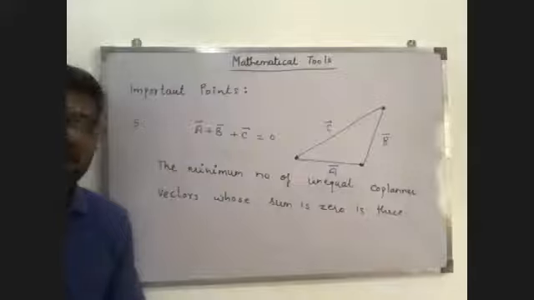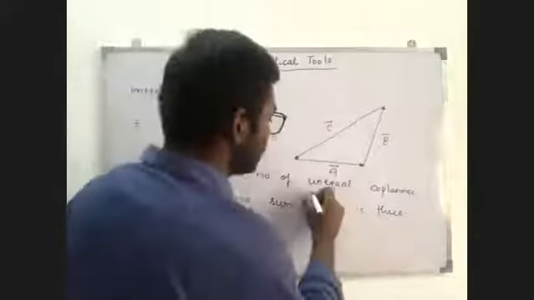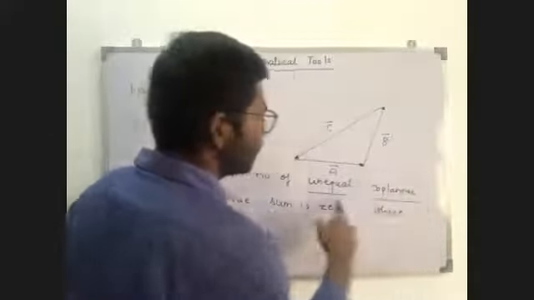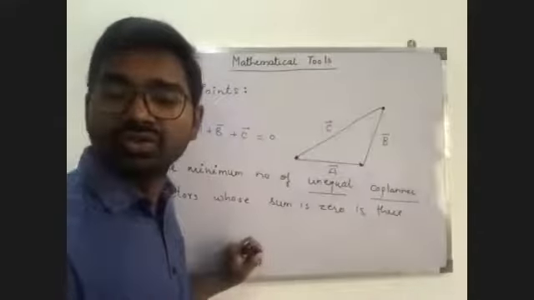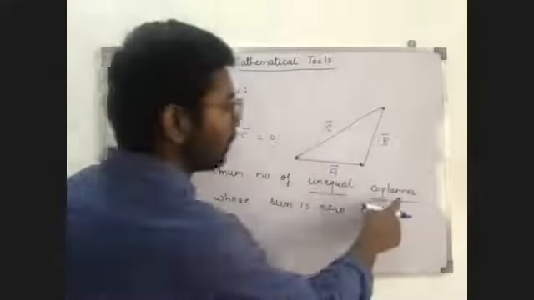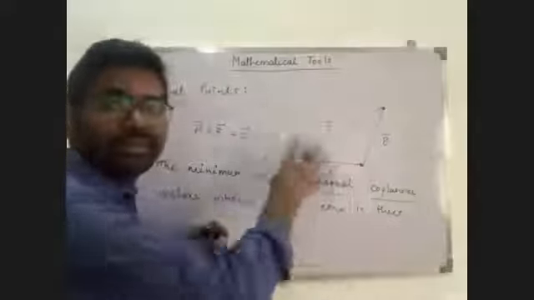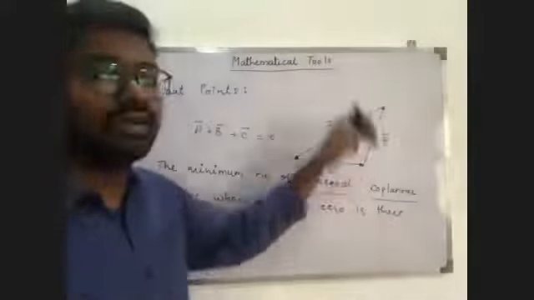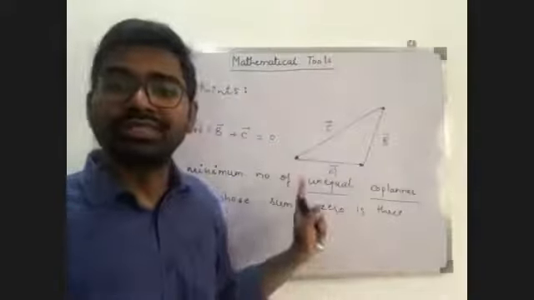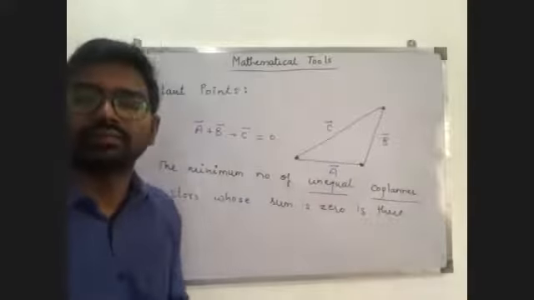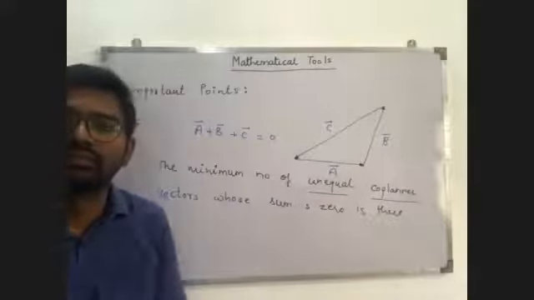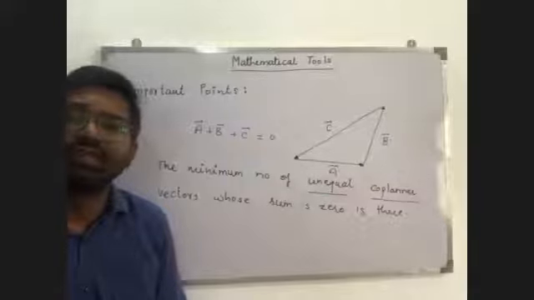The minimum number of unequal coplanar vectors. Unequal means whose magnitude is going to be different, and coplanar means they are in the same plane. It means if you look, these 3 vectors are in the plane of the board. Is it clear? Fifth point clear, guys?